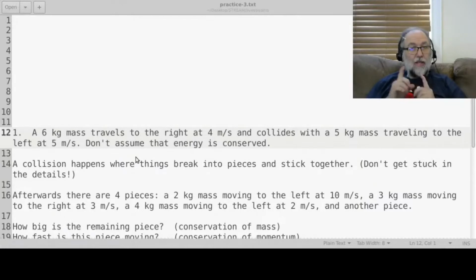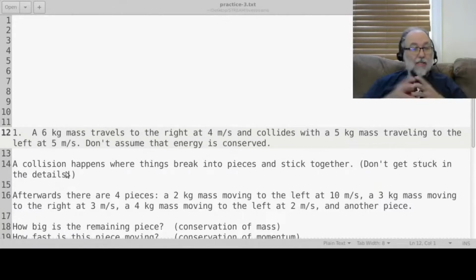The other thing you need to notice is that momentum is a vector, and so it's important to say right or left or to indicate the direction. In 1D, generally, we're just going to be doing left and right. So in this problem, we can take right as the positive direction, so that'll be positive 4 meters per second, and left as the negative direction, so that'll be negative 5 meters per second. So there's the initial situation.